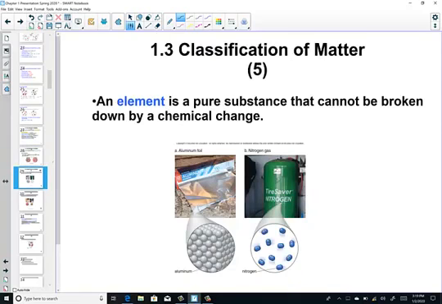An element is also considered pure, and it cannot be broken down any further by chemical change. Elements are represented on the periodic table. There's approximately 120 elements on the periodic table. The elements are denoted in shorthand by using symbols, and we'll practice those coming up. An element is the purest form of matter, right? An element is only one kind of atom.